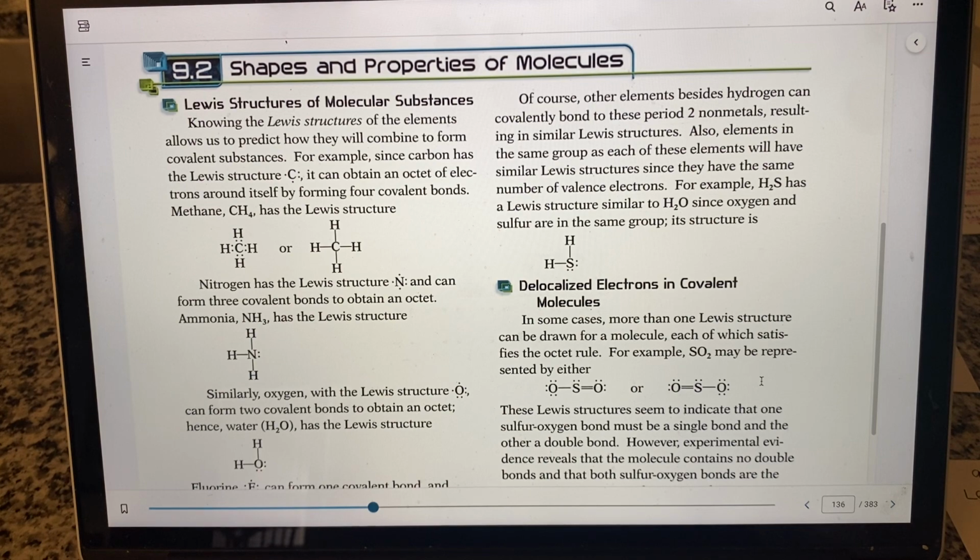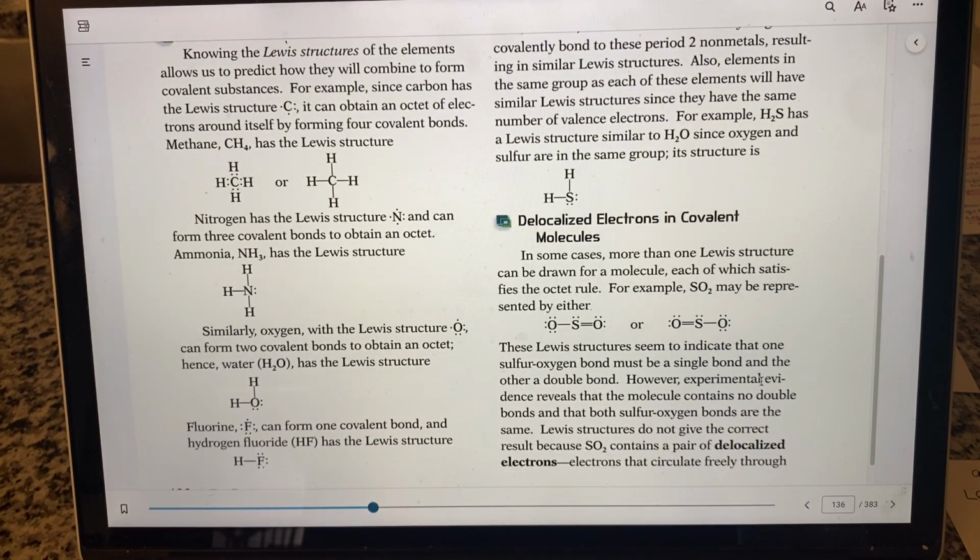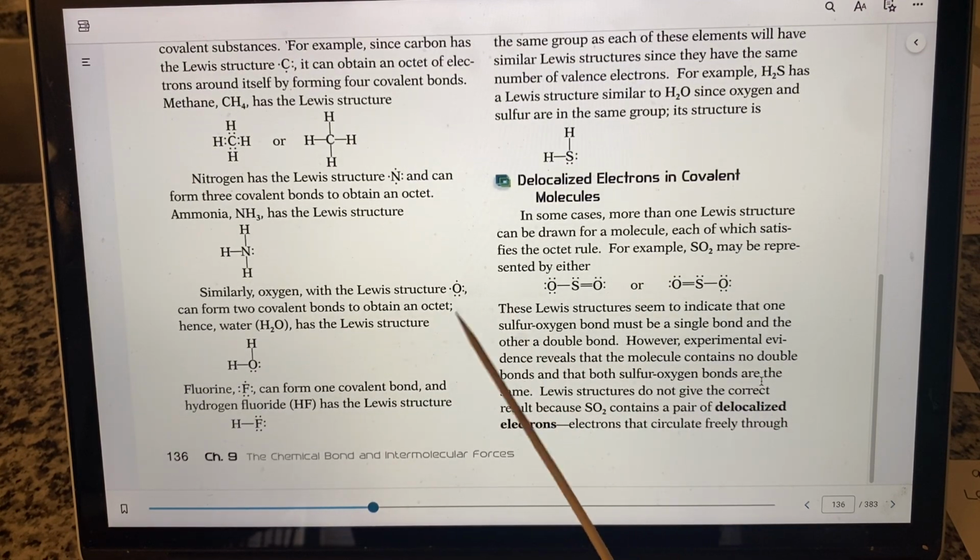Similarly, oxygen has the Lewis structure here, and it has 6, 1, 2, 3, 4, 5, 6. So now it needs 2 more. It's going to share those 2 with hydrogen. So I have 1, 2, 3, 4, and these two are going to be shared. It's sharing this one, 1, 2, so it has 6, and it's sharing. See how it's the same way as this one. We're talking about covalent. Covalent means sharing.